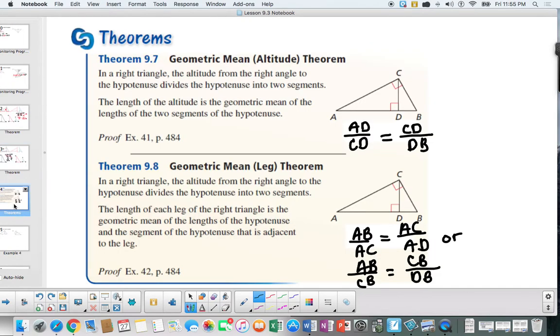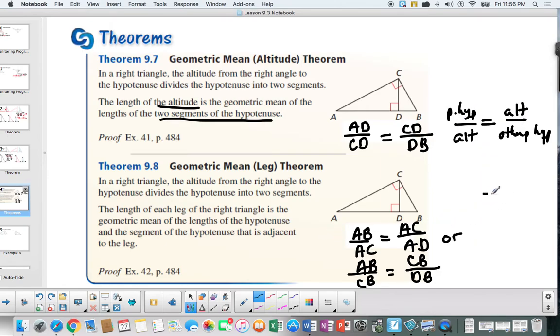Now this is the theorem. And the words tell us how to write this out in words. It says the length of the altitude, this thing right here, is the geometric mean. So I'm going to put altitude, altitude along the same diagonal between the lengths of the two segments of the hypotenuse. So I'm going to write part of the hypotenuse, other part of the hypotenuse. So instead of memorizing the letters, memorize the words and you'll be fine.